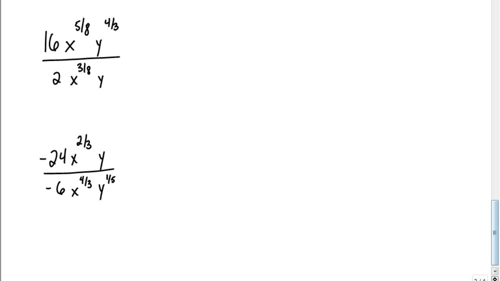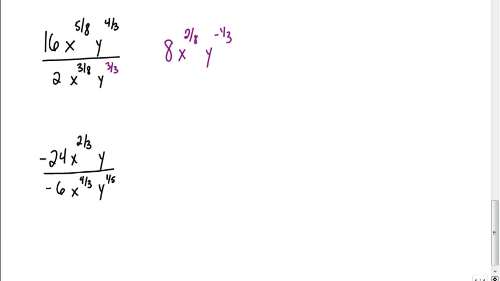Okay, so let's see how you did here. So again, 16 divided by 2 simplifies to be 8. For the x's, I take 5/8 minus 3/8. Well, 5/8 minus 3/8 is going to be 2/8. And for the y, I don't know if this got you hung up at all, but we want to have a common denominator here, so I'm going to use the 1 as 3/3. So when I take 4/3 minus 3/3, I have negative 1/3.